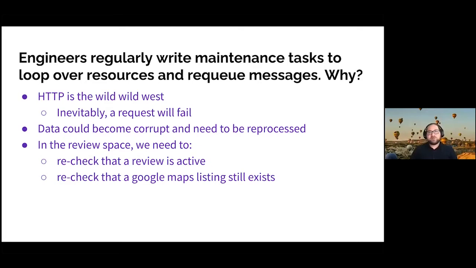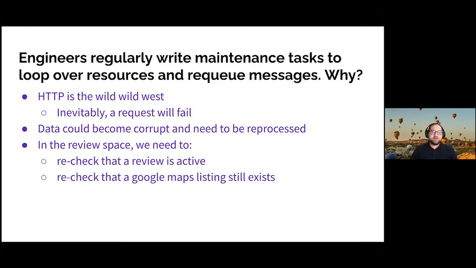If data is corrupt, you might want to loop over a series of resources and requeue messages. If you want to reprocess your insights keywords, maybe there's a new keyword algorithm and you want to send them all through the AI network once again. So you can do that with these maintenance tasks, and it's not a problem.